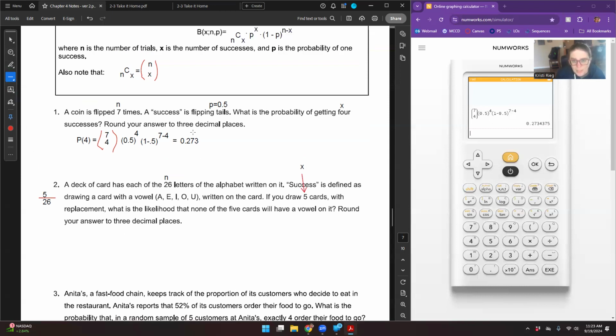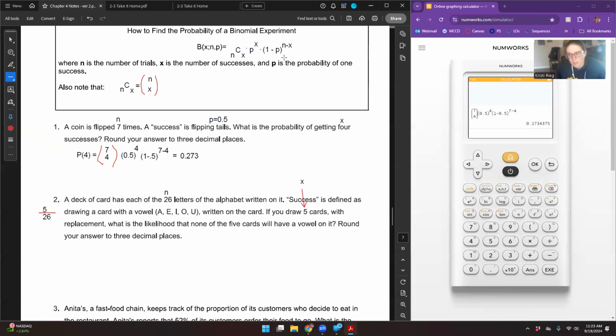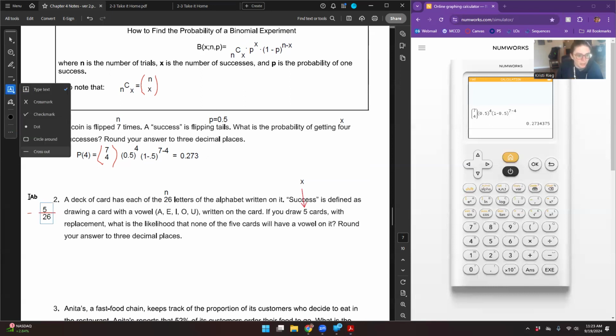This formula up here doesn't say that P has to be a decimal. It doesn't say probability has to be a decimal. It could be, so I'm just going to leave it as 5 over 26. Oh, I will put a P here just so we know what it is later. This is my lowercase p.